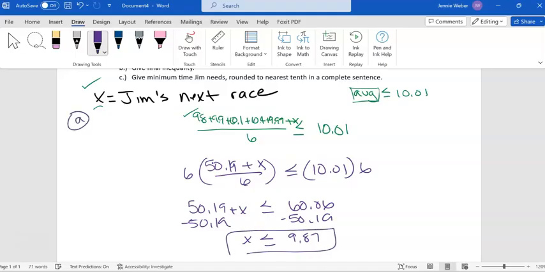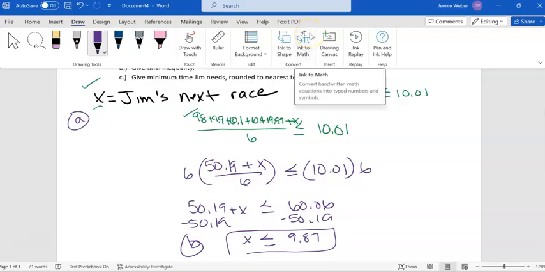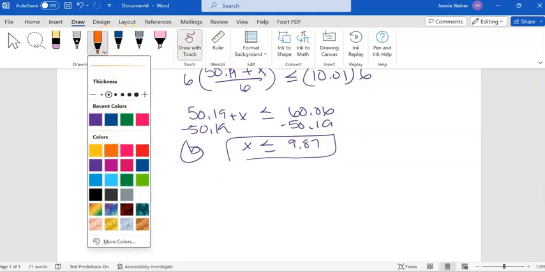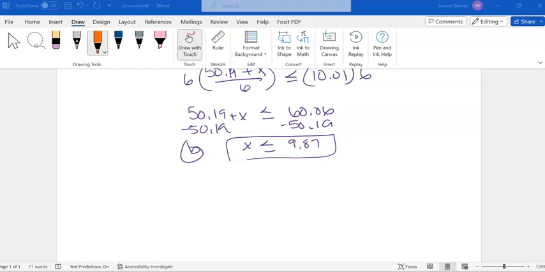So this was A up here. This is B right here. This is my inequality, saying that x has to be less than or equal to 9.87. Then the final question is write what this means in sentence form. So what does this mean in sentence form?